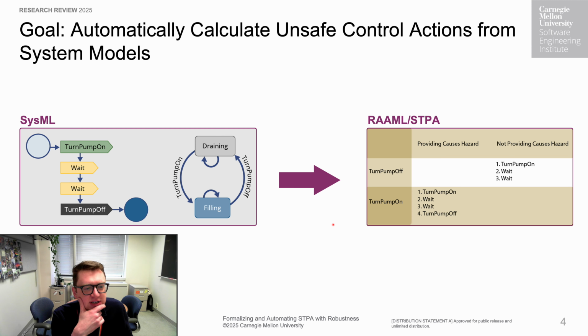So what we want is to go from models of our system to a full analysis. And we're going to use a number of technologies to do that. The first one is SysML. If you have done any sort of model-based systems development, you're probably familiar with the systems modeling language.